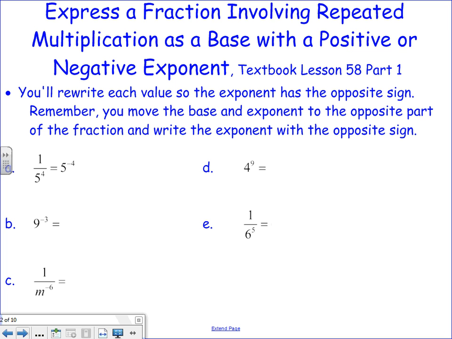Taking a look at B, we've got 9 to the negative 3rd. It's on top. Okay, so I want to move that to the bottom. When I move that 9 to the negative 3rd to the bottom, it's going to become 9 to the positive 3rd. And it's on the bottom, so I need a 1 on top. So we get 1 over 9 to the 3rd. Okay, C, we have 1 over m to the negative 6th. So I want to move that m to the negative 6 to the top. Again, when I do that, it's going to change the sign on the exponent. It's going to become m to the positive 6.